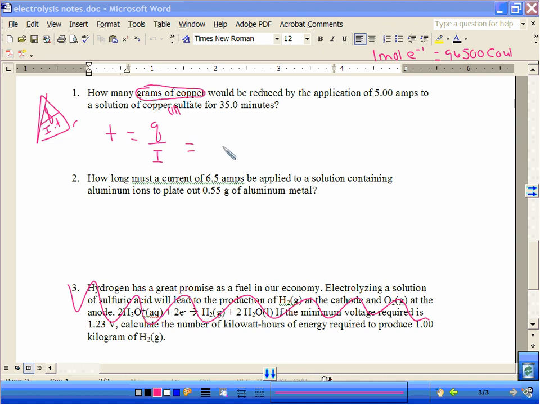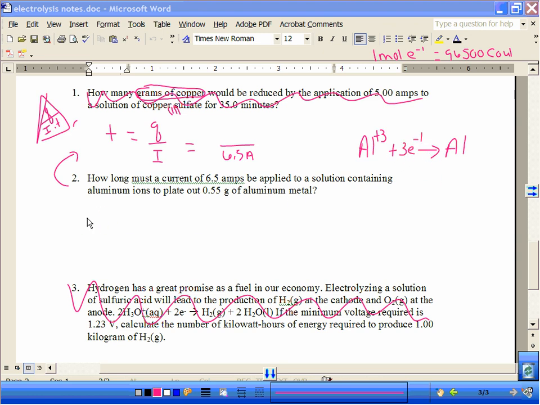Now I have the I, and the I is 6.5 amps. I know that one. I do not know the Q. So I'm going to have to find the Q, which is coulombs. So I need to write my half reaction. Well, I'm making aluminum metal. So he's going to go over there. Aluminum ions. Aluminum's always a +3, so I will have 3 electrons going on.